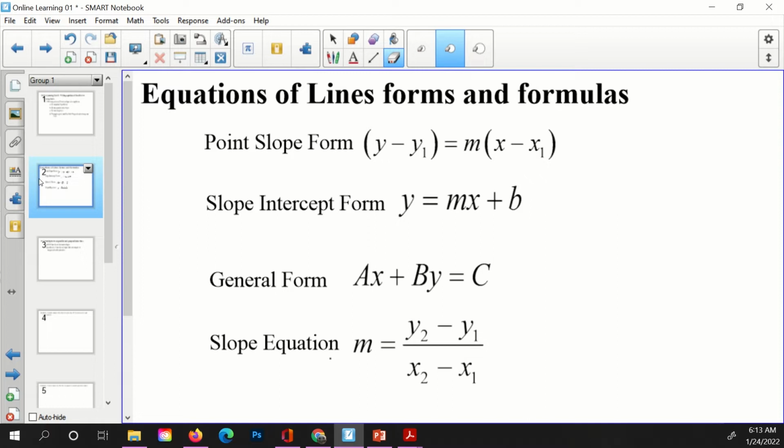The point-slope form, y minus y1 equal to m times the quantity x minus x1. This is going to be the form that we're going to start with. We're going to finish up in the slope-intercept form, y equals mx plus b. And then we're also going to be using the slope equation m equals y2 minus y1 over x2 minus x1.